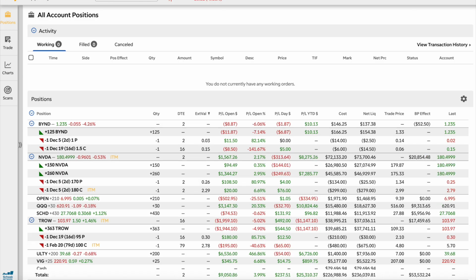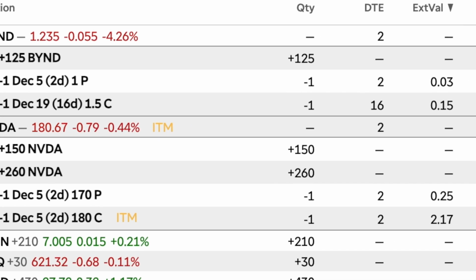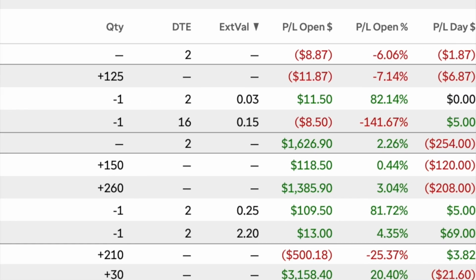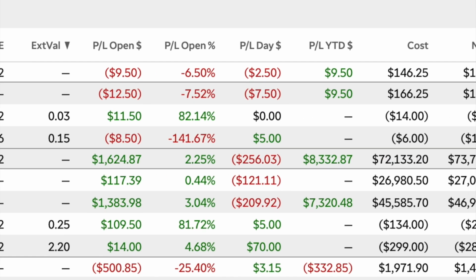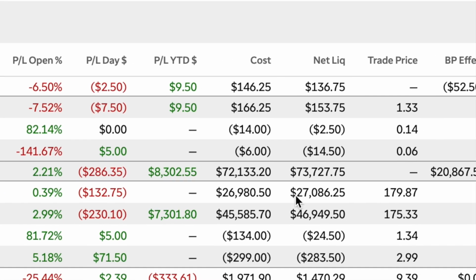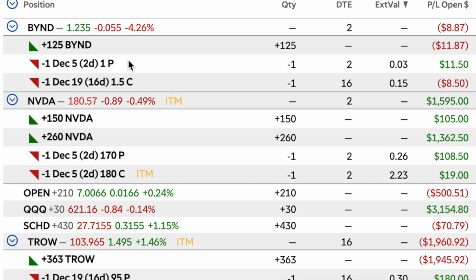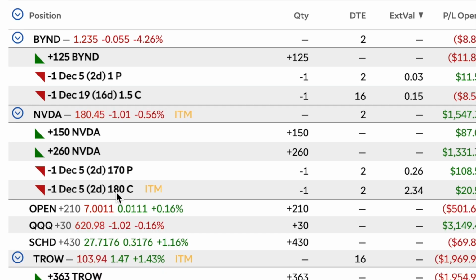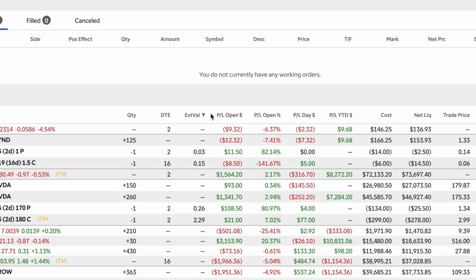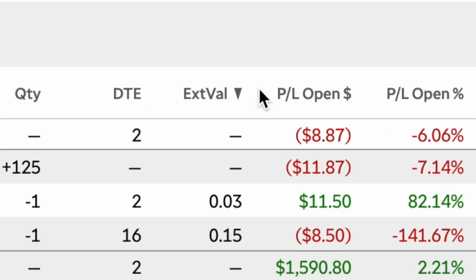Now, let me show you how to check extrinsic value on Thinkorswim, because you can calculate it yourself, but this just makes it a lot easier. In my current open positions, I can see the net liquidity of all of my Beyond Meat positions, as well as my Nvidia. And we can see that the $1 put and the $1.50 call on Beyond Meat are both out of the money, but the $180 call on Nvidia is in the money. This column right here shows me the extrinsic value of all 4 options contracts.